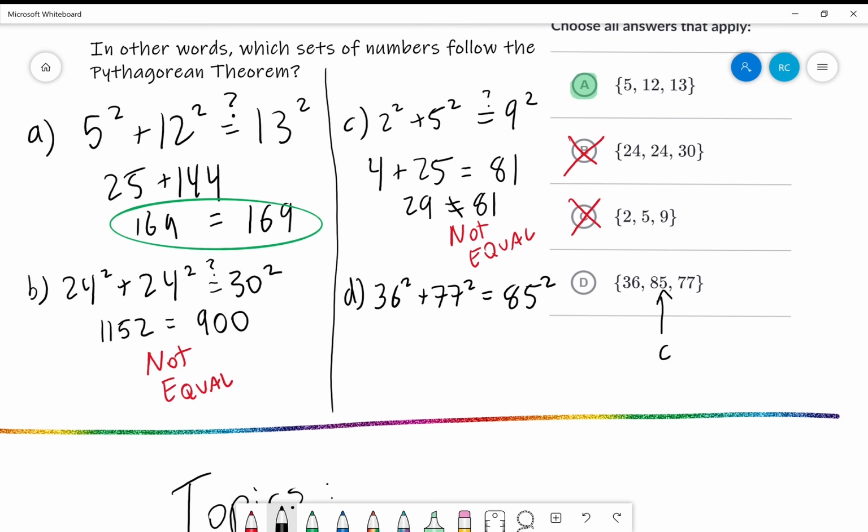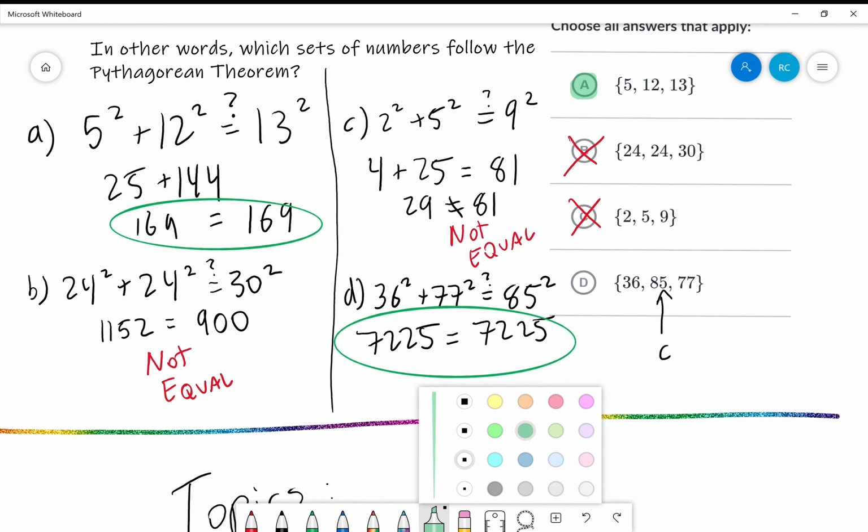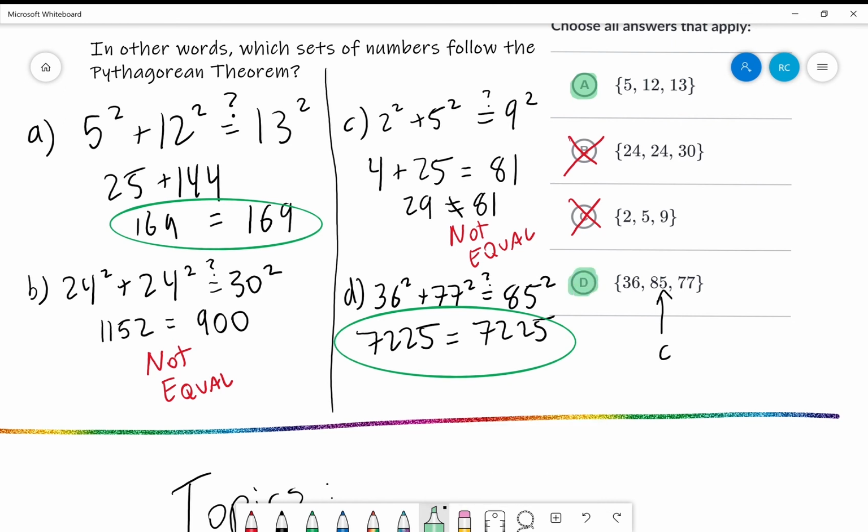Okay, so 36 squared plus 77 squared, I get 7225. Is that equal to 85 squared, which is also 7225? So yes, these two are indeed equal. So these three do count as a Pythagorean triple. So the correct answer is A and D.